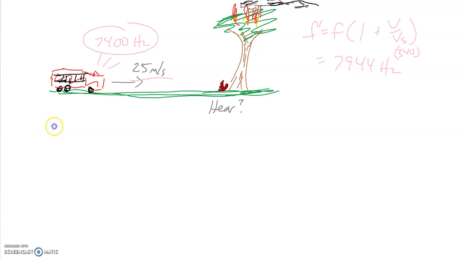Okay, let's try something else. Let's get rid of that. Let's try this. Let's suppose we got like a ski hill or something like that. There we go, something like that.